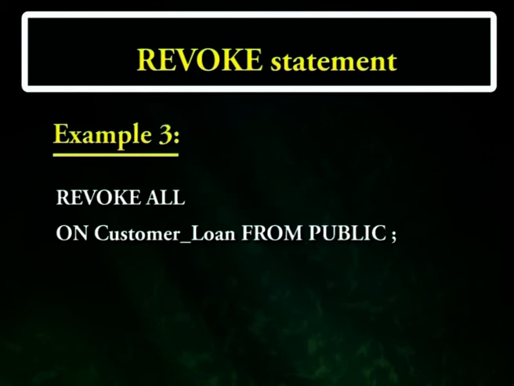The next example is revoke all on customer_loan from public. So, in this example we are revoking all the privileges from all the users on the table customer_loan.